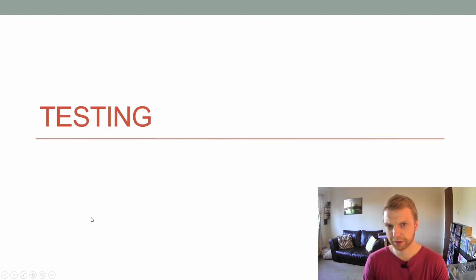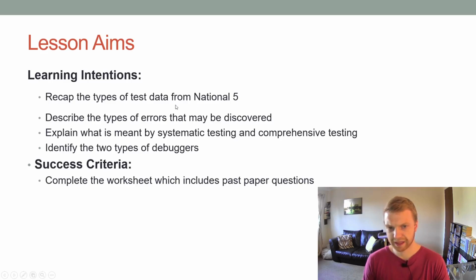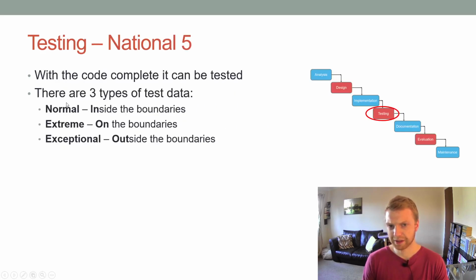In this video we're going to be going over testing, specifically testing of software design, so Python, your programming stuff, and just having a look at the theory that's going to pop up in the exam that you could be asked about. So we're going to look at the different types of test data from National 5 first, and then we're going to look at the types of errors and the two different types of testing, as well as the two different types of debuggers and a couple other debugging techniques.